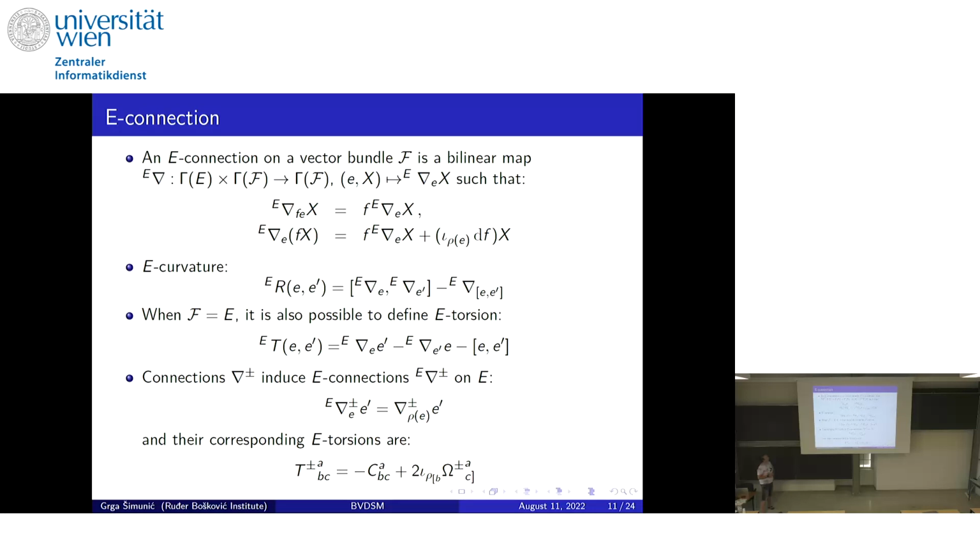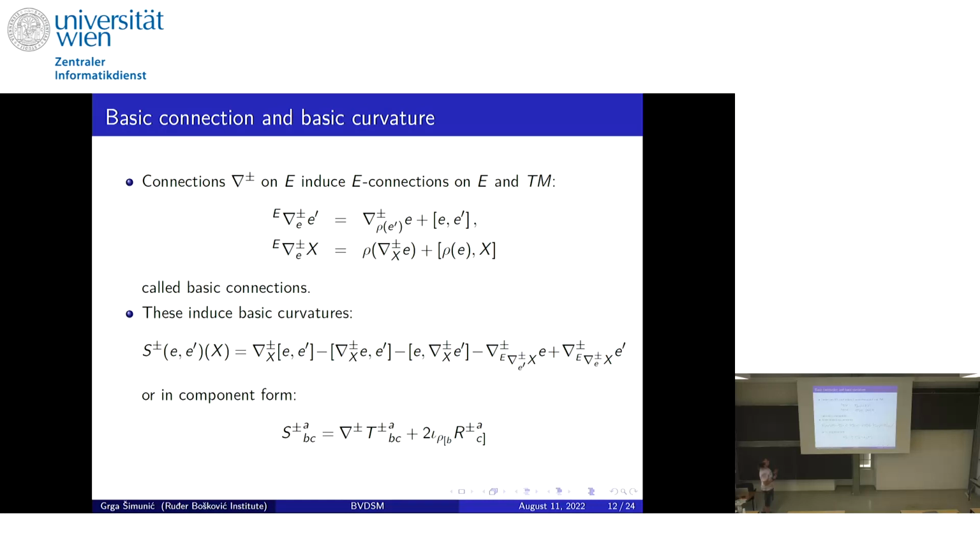Okay, so in the present case, where we have two connections nabla plus minus, we can define two E connections, denoted by E nabla plus minus, in this way. So basically, we want the E connection of some section to be equal to the normal derivative of E prime over the projected E. So we use the anchor to project down. And of course, there are the corresponding E torsions for these two connections that turn out to have this form.